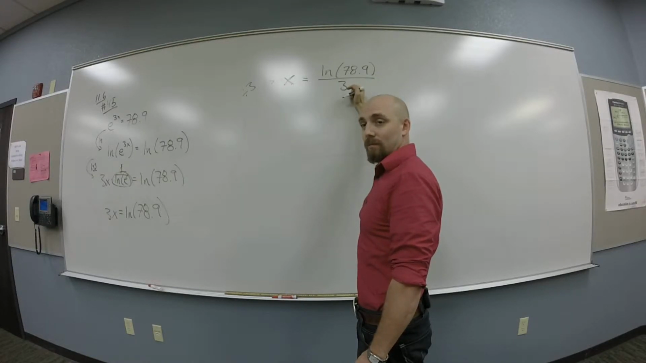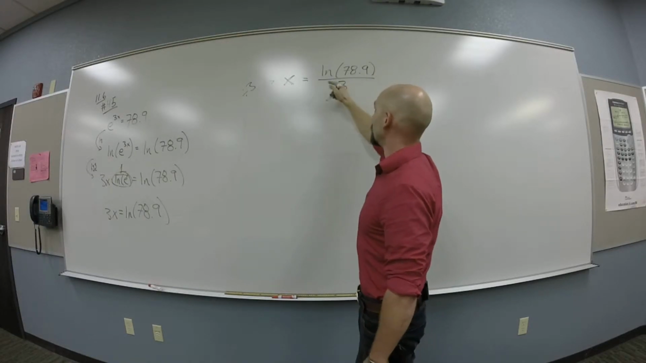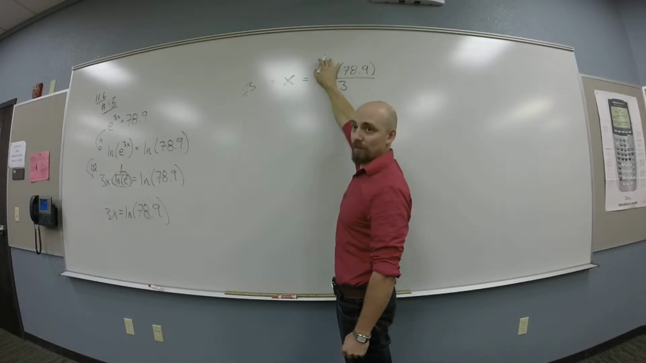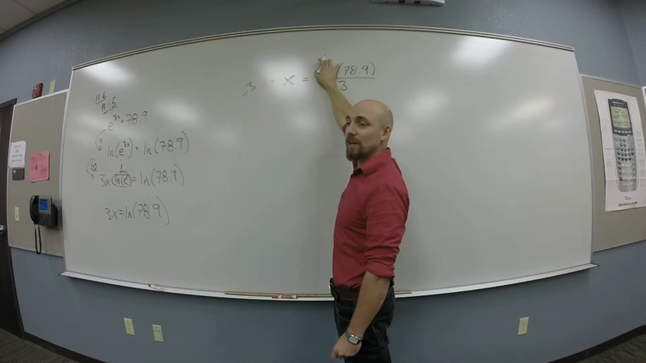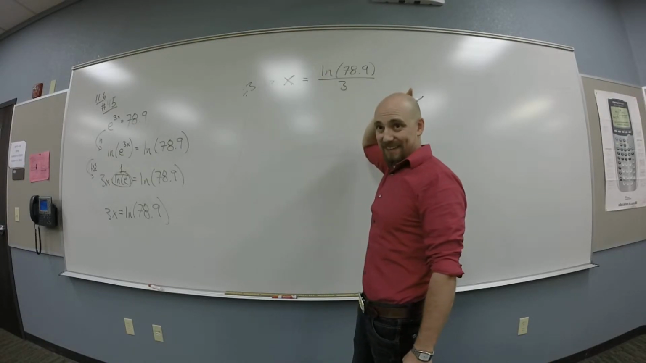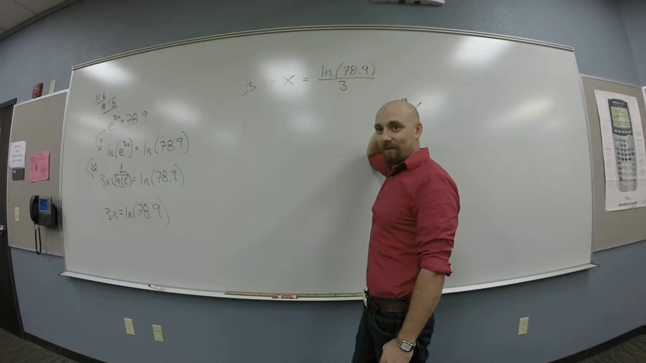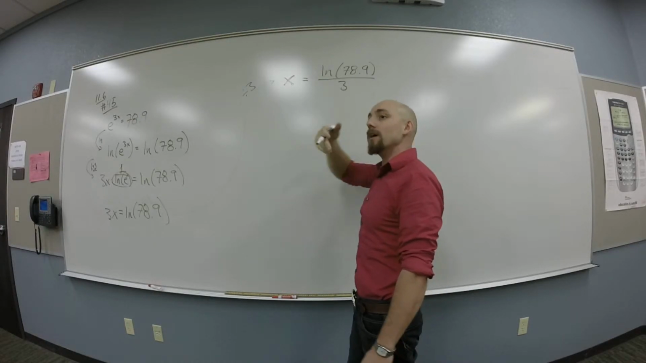These don't go together? I didn't see what you... So there is this kind of thing where you want to divide the 78.9 by 3, right? Oh, yeah. But you can't. You have to keep that together, because you have to divide the whole thing by 3.